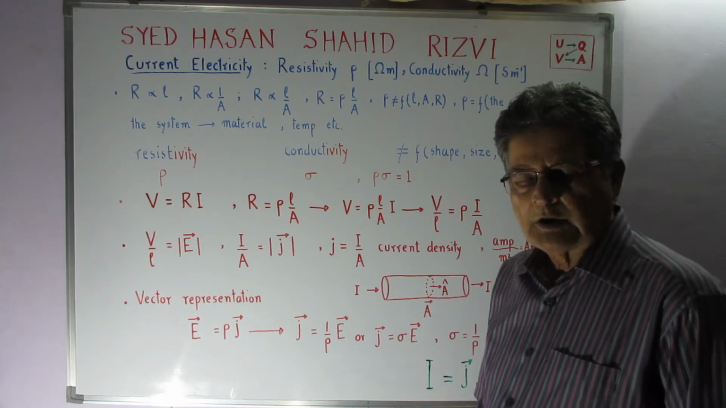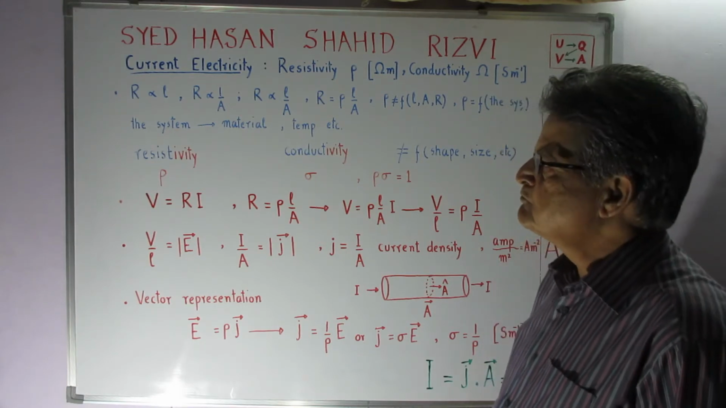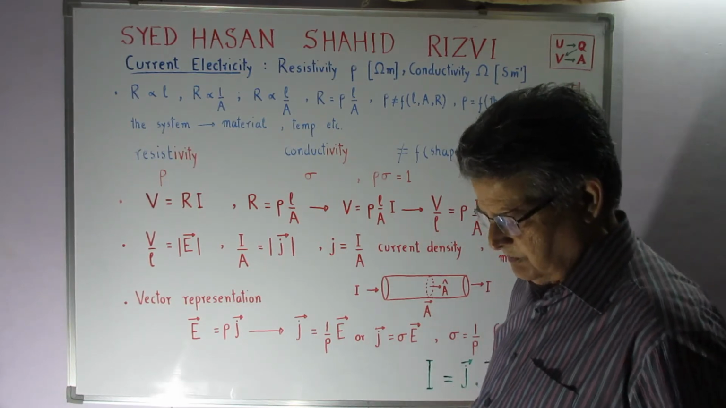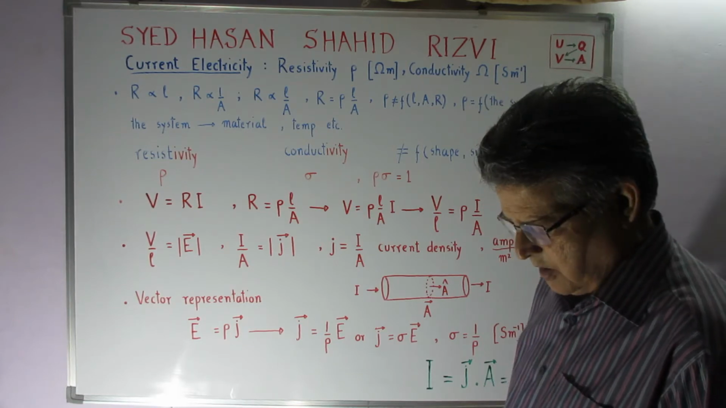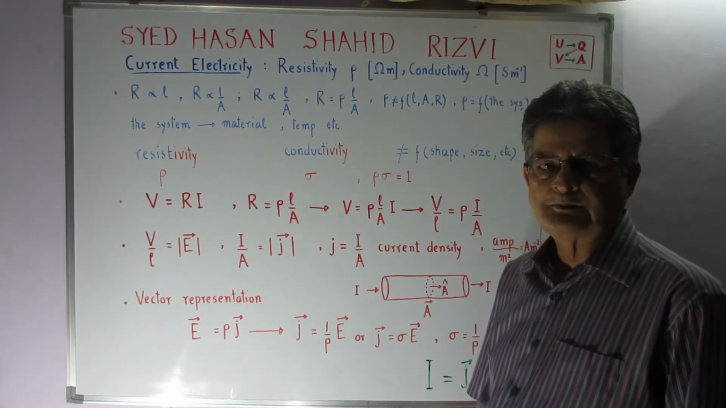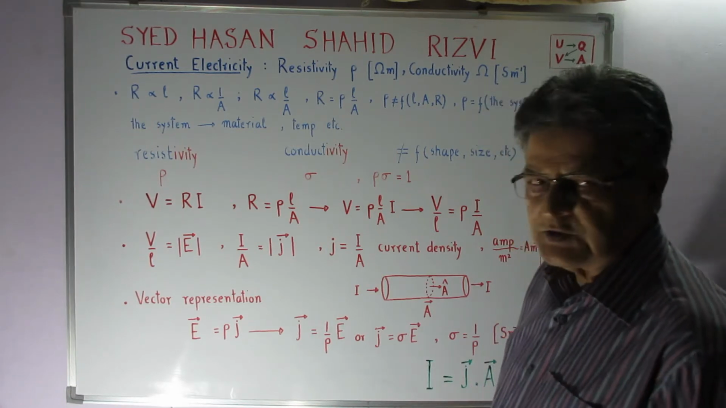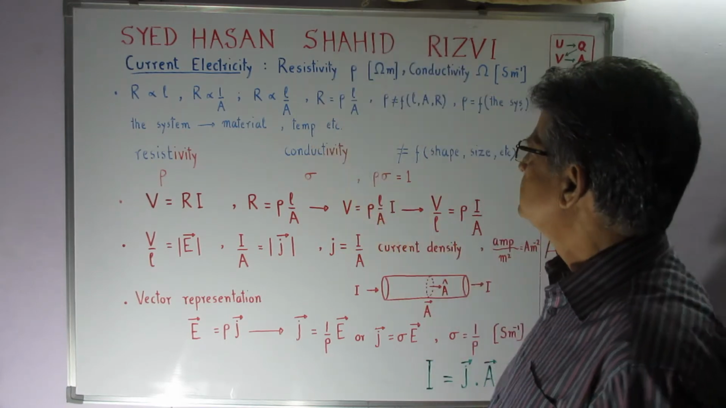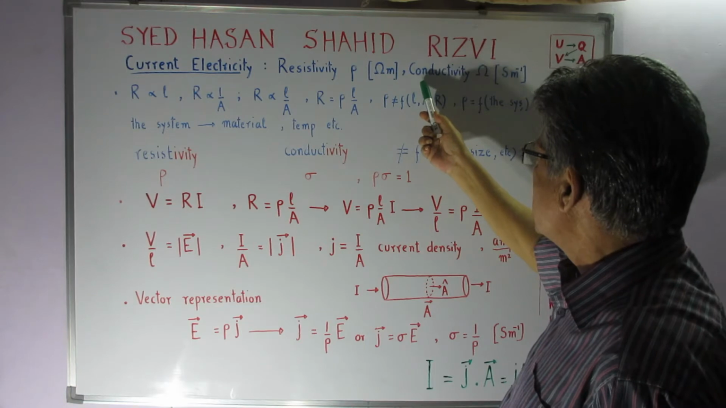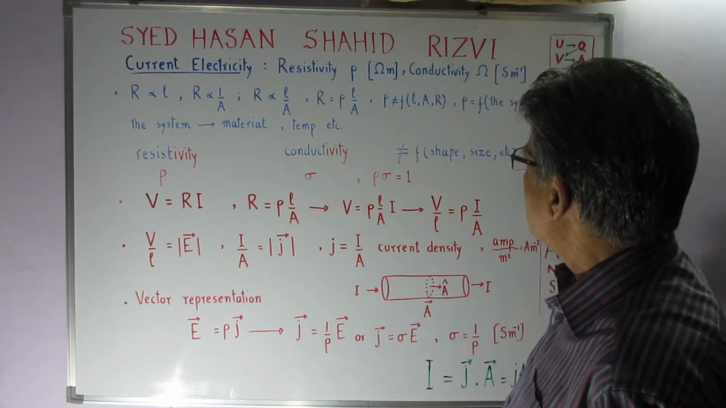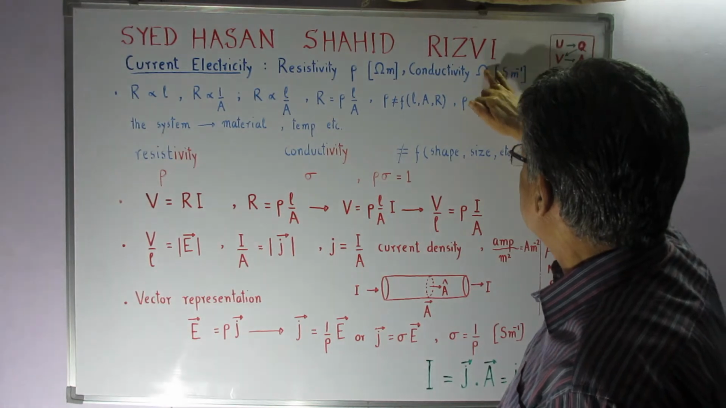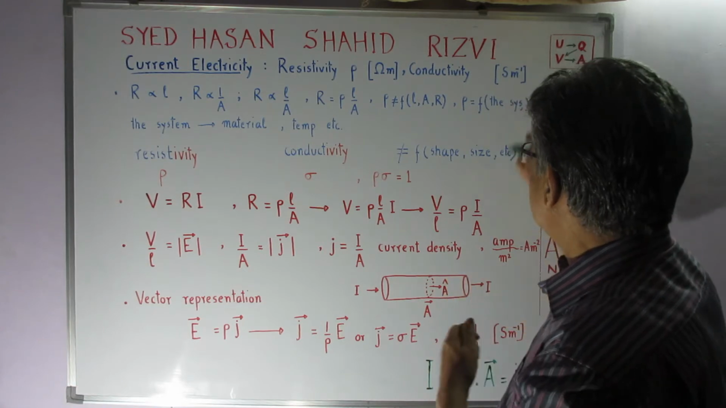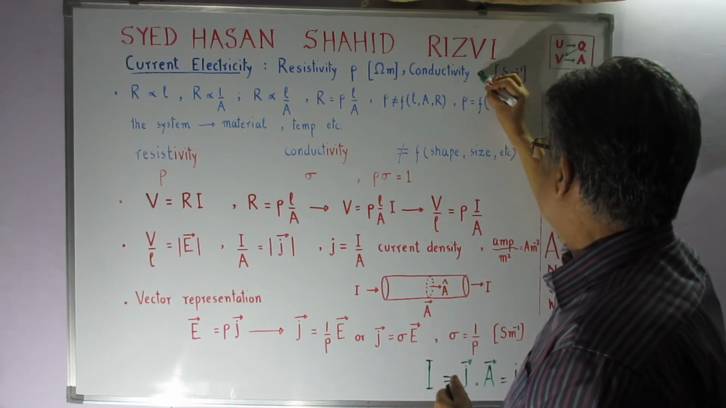So let's get to work right away. In the preceding lecture, we talked about Ohm's law, resistance, conductance, resistivity, rho, which is in ohm meter, and conductivity, which is sigma.